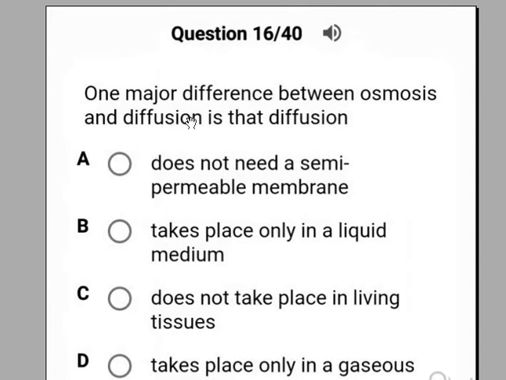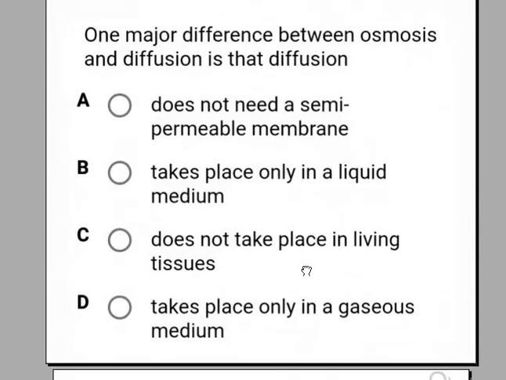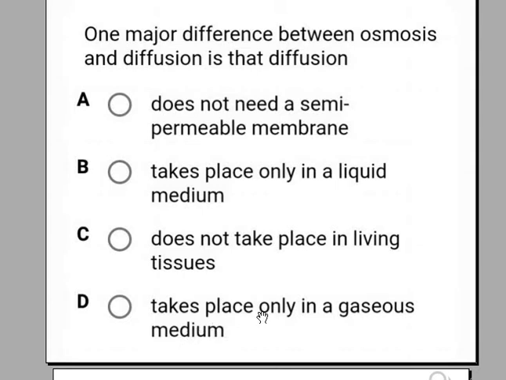One of the major differences between osmosis and diffusion is that diffusion: A, does not need a semi-permeable membrane; B, takes place only in a liquid medium; C, does not take place in living tissue; D, takes place only in a gaseous medium. So the best option here is A, does not need a semi-permeable membrane.